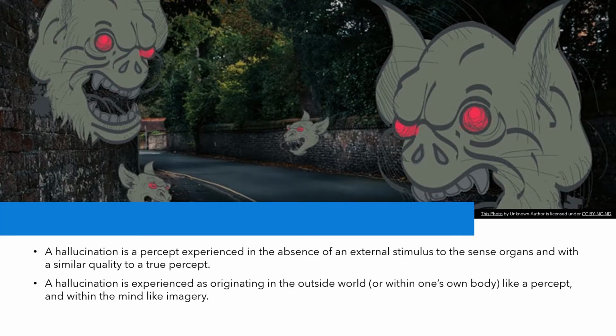What is hallucination? Hallucination is a percept experienced in the absence of an external stimulus to the sense organ and with a similar quality to a true percept. A hallucination is experienced as originating in the outside world or within one's own body, like a percept, and not within the mind, like imagery.